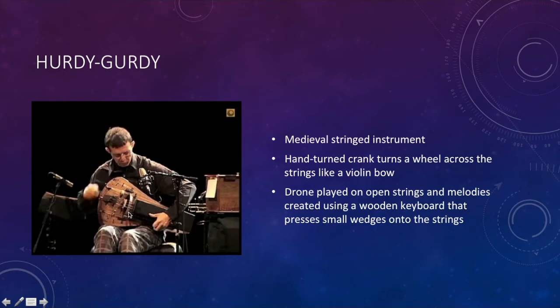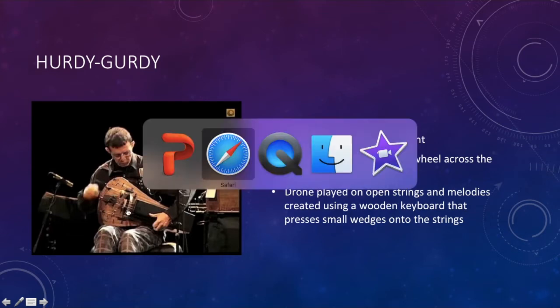So it will keep going, and the faster you turn it, the sound will change. So again, we get a drone sound, and melodies are played inside this box here. With his left hand, there is a sort of wooden keyboard, not like a piano keyboard, but a set of buttons and levers that will press small wedges onto the melody string so that a melody can be played along with the drone. So here is the hurdy-gurdy.